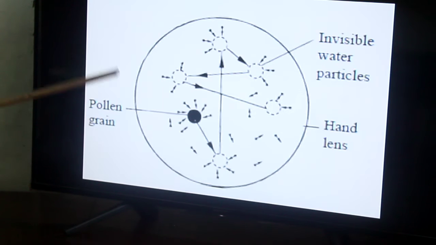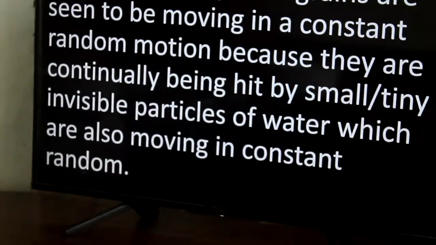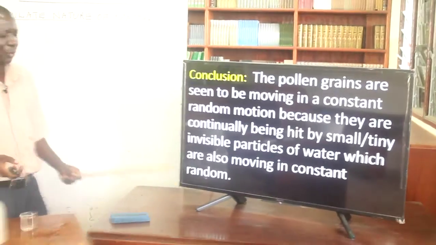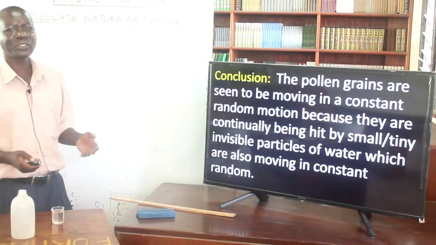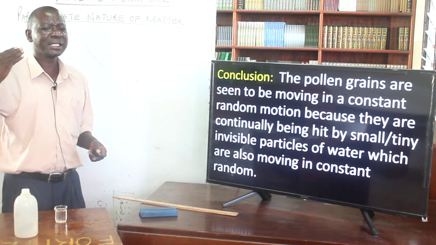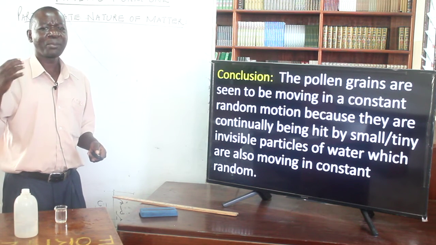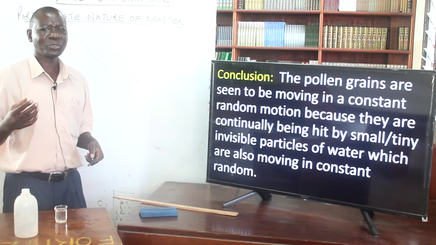Why? Because it is being bombarded in all directions by the invisible water particles. The water particles are also moving in a constant random motion. So in this case, we can conclude that the pollen grains are seen to be moving in a constant random motion because they are continually being hit by tiny invisible particles of the water, which are also moving in a constant random motion.